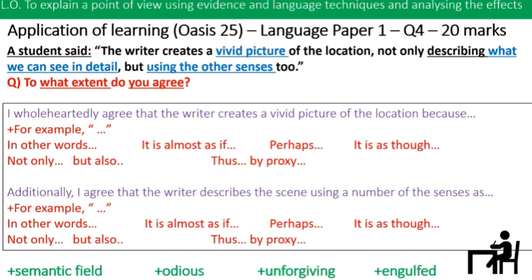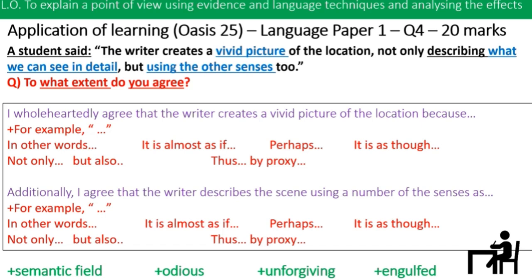Here are the sentence starters I wanted to use. Obviously, here we've only looked at 2 quotes. In your real exam, write at least 4 paragraphs. So as you can see in purple, we start with a topic sentence for each paragraph, indicating the level of agreement. I wholeheartedly agree that the writer creates a vivid picture of the location.